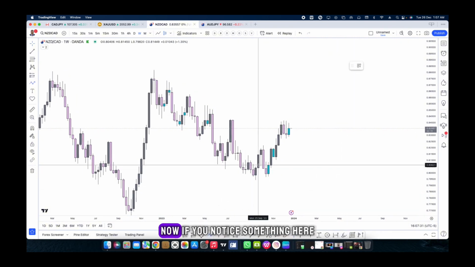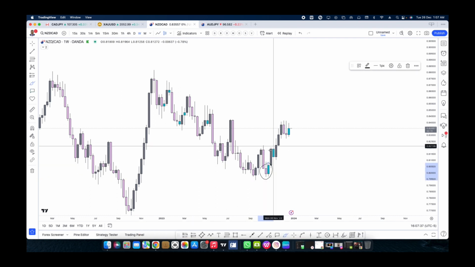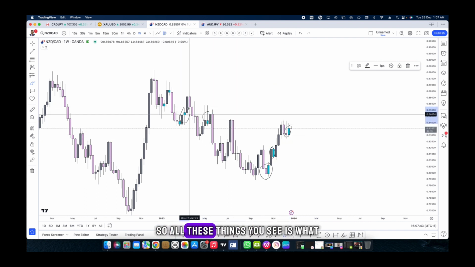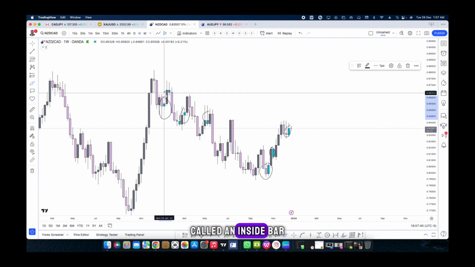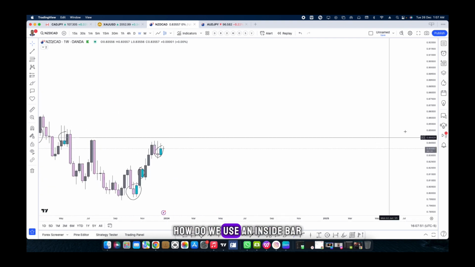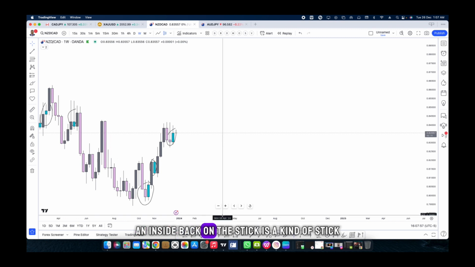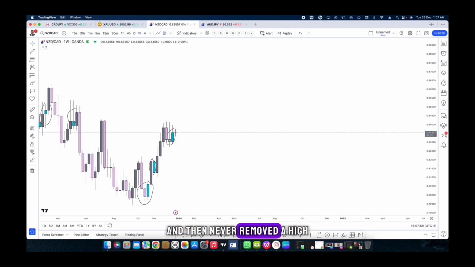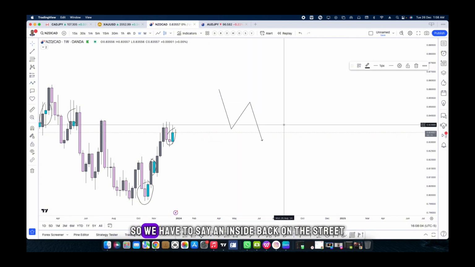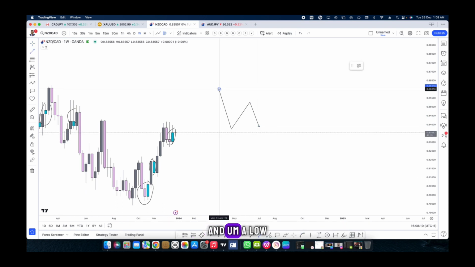Now, if you notice, you'll see I have a very different color on every chart, on every time frame. All these things you see, what do we call them? An inside bar candlestick. Okay. And how do we use an inside bar? But first of all, what is an inside bar? An inside bar candlestick is a candlestick that never took out a high and a low, right? So we can say an inside bar candlestick is a range between a high and a low.